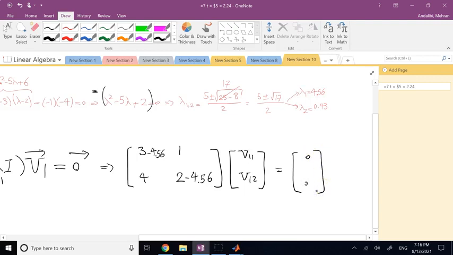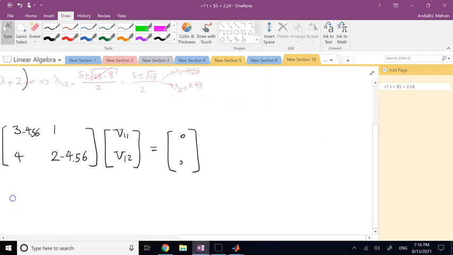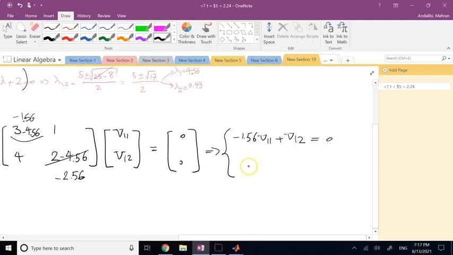And clearly here I have what? Two equations. If I expand it, the expansion is going to be what? This number is negative 1.56, and this number is negative 2.56, correct? So it is going to be negative 1.56 times v11 plus v12 equals 0. The other one is 4 times v11 minus 2.56 times v12 equals 0.